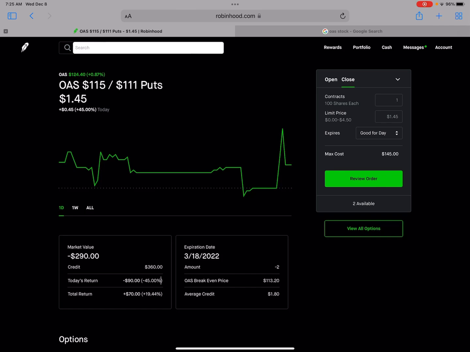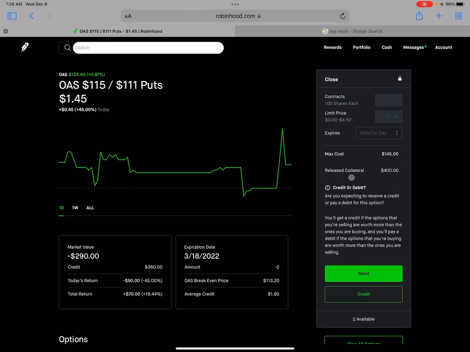Okay, so the way I would close the trade on the put credit spread is, I sold the spread for a premium. Okay, so I collected a premium of $360. Now the market value is at $290. So that means the value of the contract actually became cheaper. So that's great for me, because I collected the premium, and now in order to close it, I would have to buy to close. Okay, so because I sold to open, I would have to go ahead and buy to close.